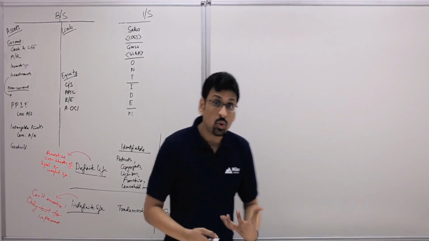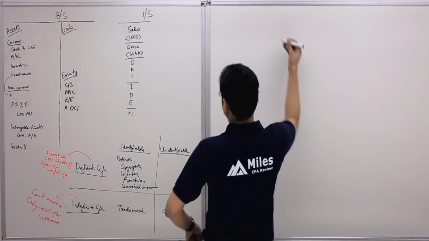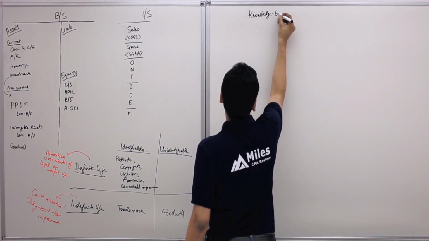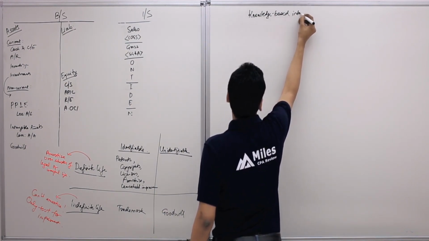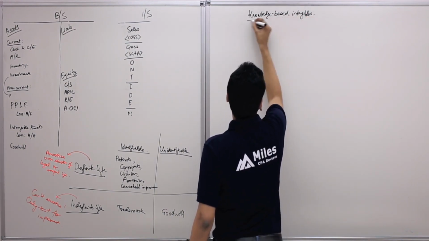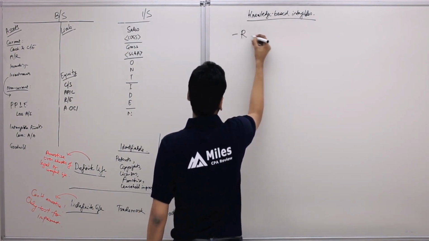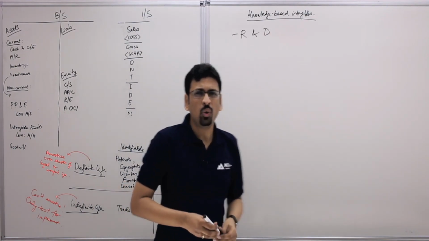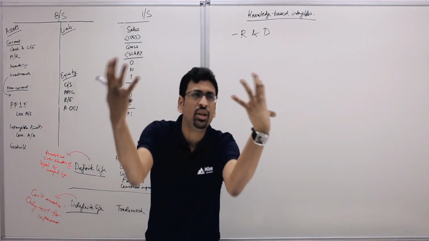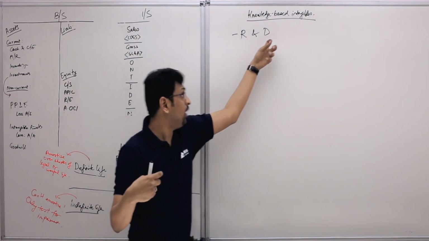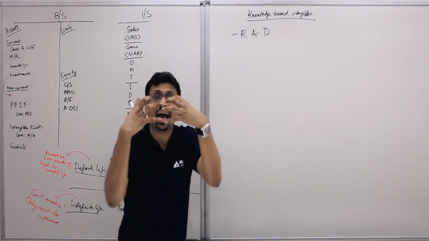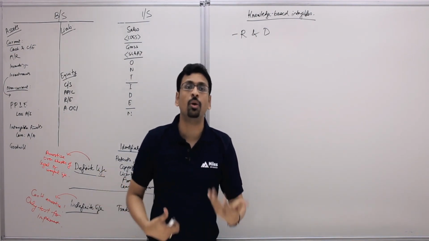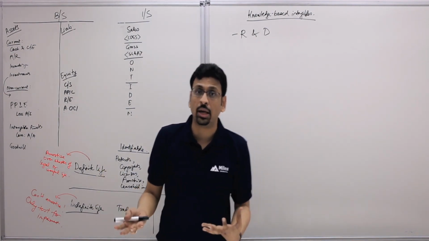Now let's start with looking at knowledge-based intangible assets. And first, let's look at R&D. Now this stands for research and development. Now research, that's the discovery of new knowledge. Development is the application of that knowledge into business. So R&D could be new technology, it could be development of a new model or prototype.